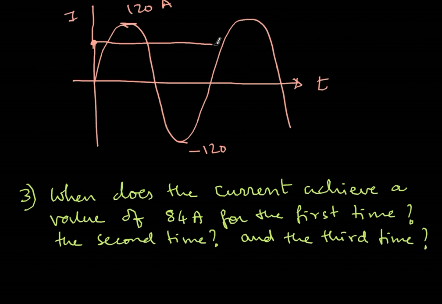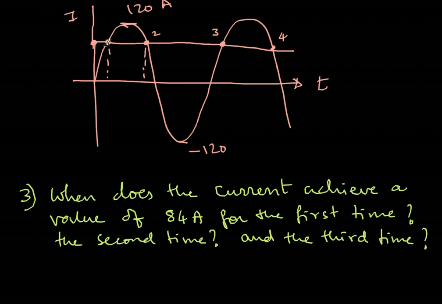If I draw a straight line, this is the first time I am achieving the 84. This is the second time I am achieving 84. This is the third time I am achieving 84, and this is the fourth time. So at different times, I am getting this same value. So this is the question. How do we find these times?